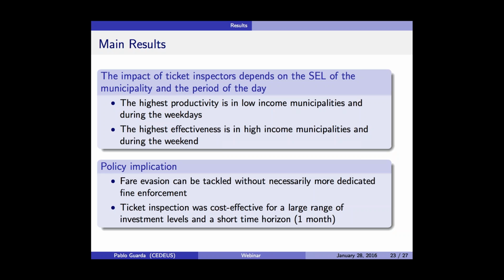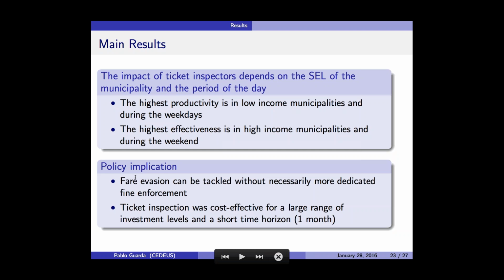When we talk about effectiveness, we're talking basically about productivity. We're saying even if evasion is proportionally reduced significantly, if evasion rates are low, then ticket inspectors are not going to generate a lot of profit. But they could be very effective because they significantly decrease the proportion of evaders in high income areas, right?